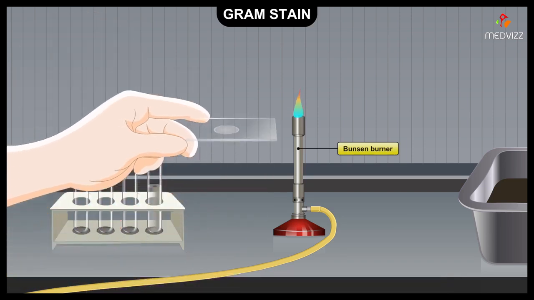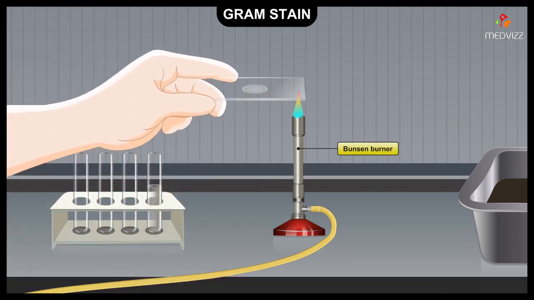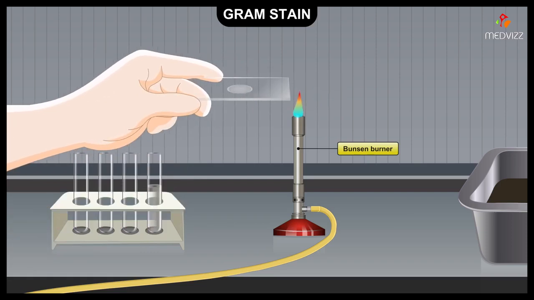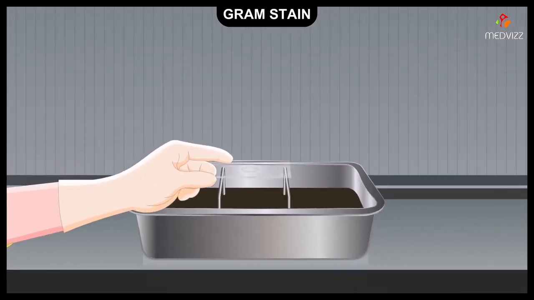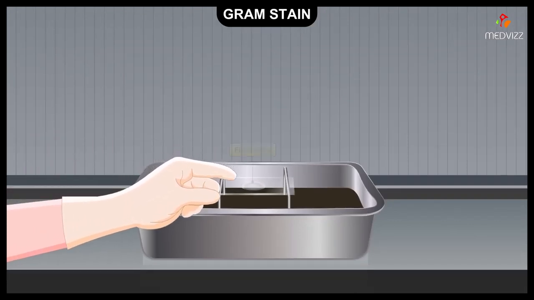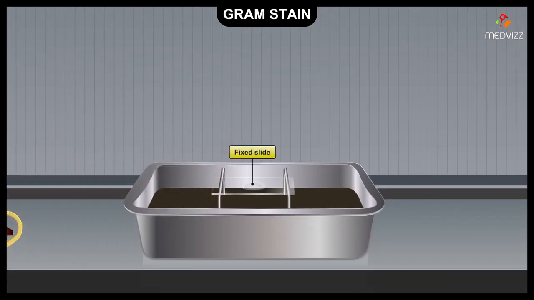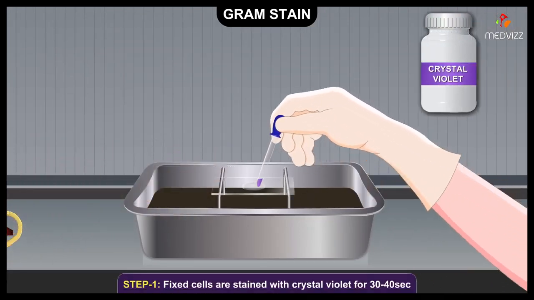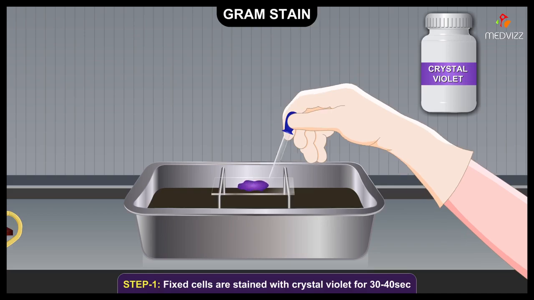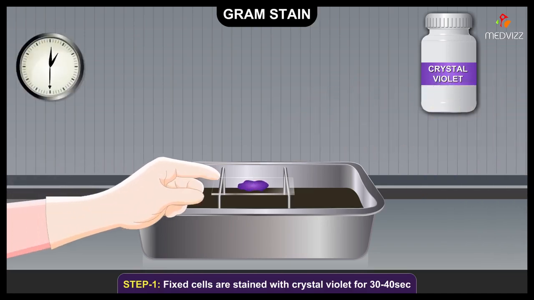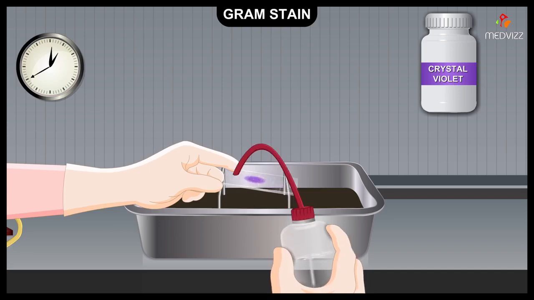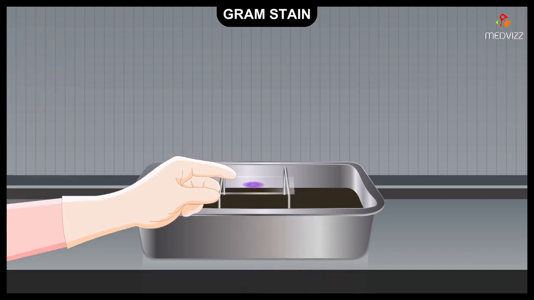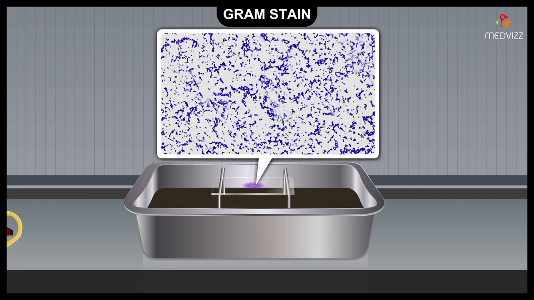The cells are then fixed to the slide by passing it slightly above the flame of a Bunsen burner. After passing above the flame, the slide should feel warm when touched to the back of the hand, but should not be too hot. The fixed cells are then stained with the basic dye, crystal violet, for 30 to 40 seconds. The slide is then rinsed with water to remove excess stain. At this point, all cells appear purple under the microscope.